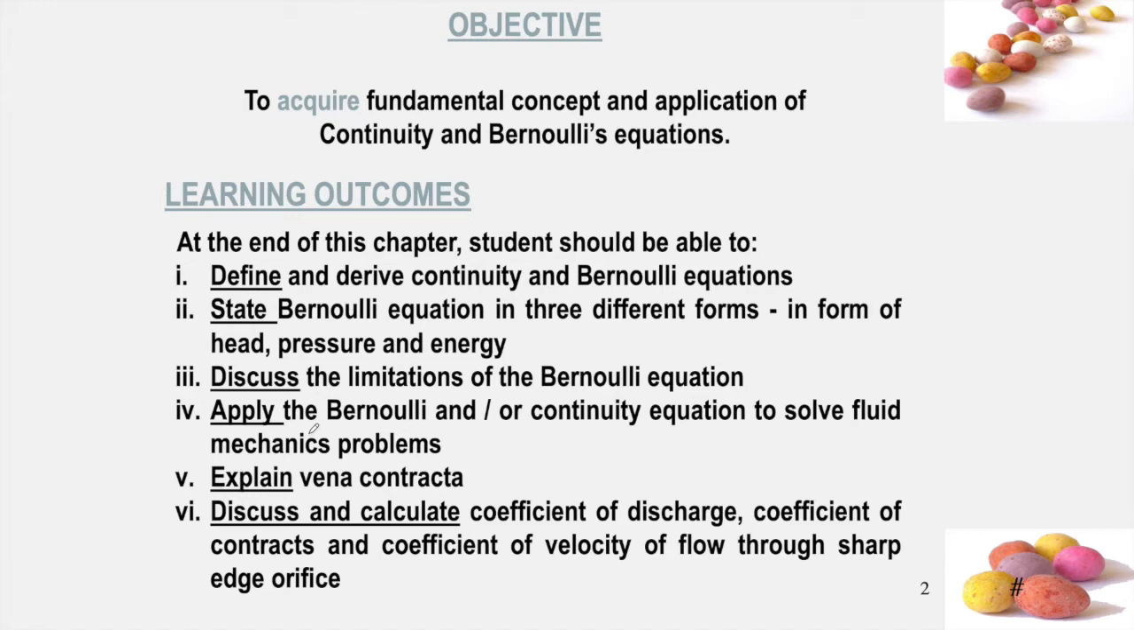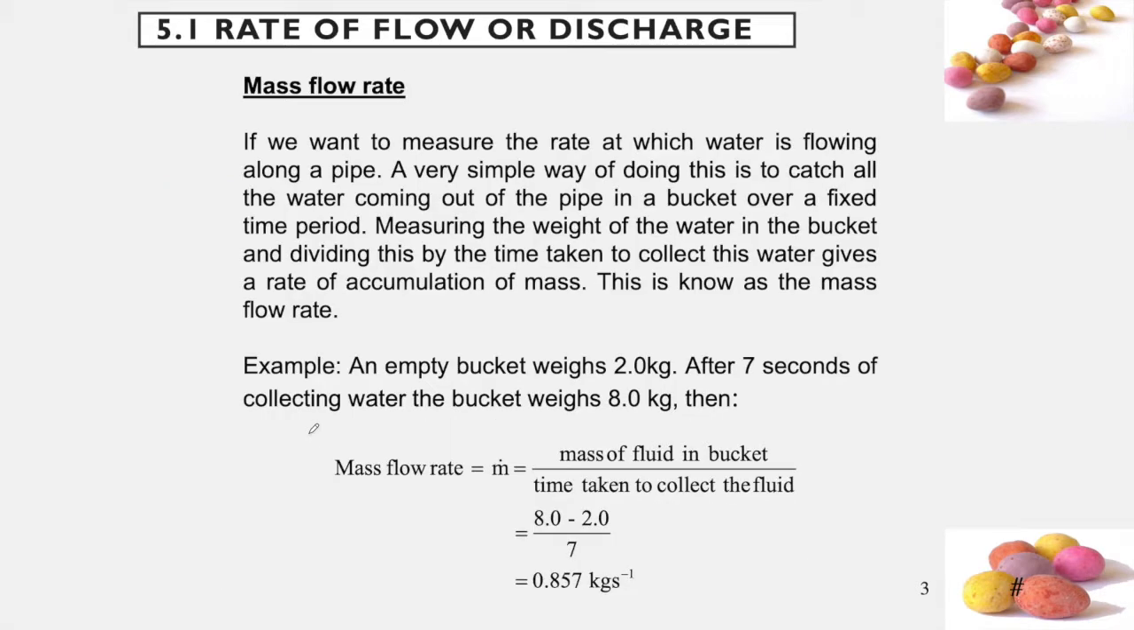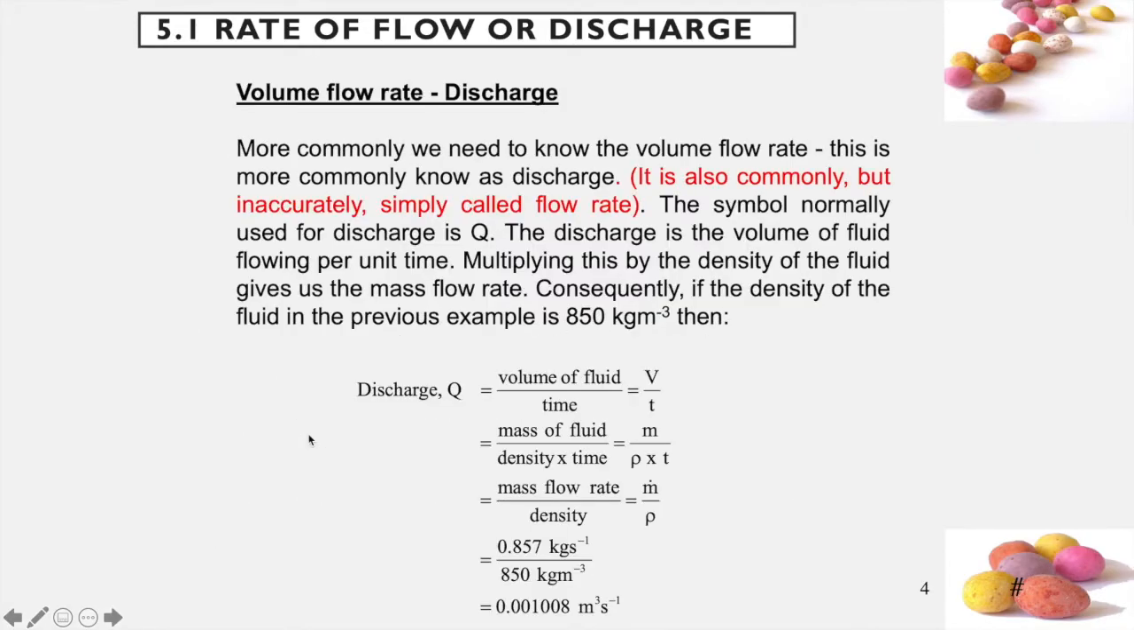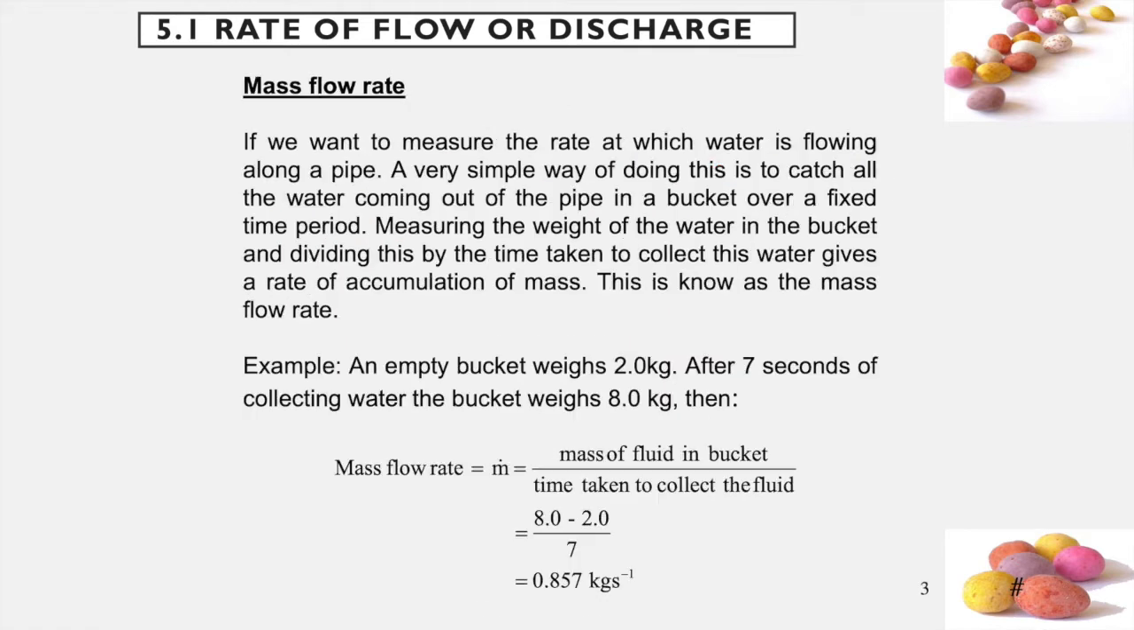Fifth is to explain vena contracta, and the last learning outcome is to discuss and calculate the coefficient of discharge, coefficient of contraction, and coefficient of velocity of flow through a sharp edge orifice. For this introduction, we will go through the calculations for fluid mechanics: first is mass flow rate, second is volume flow rate, and then rate of flow, which we call discharge.